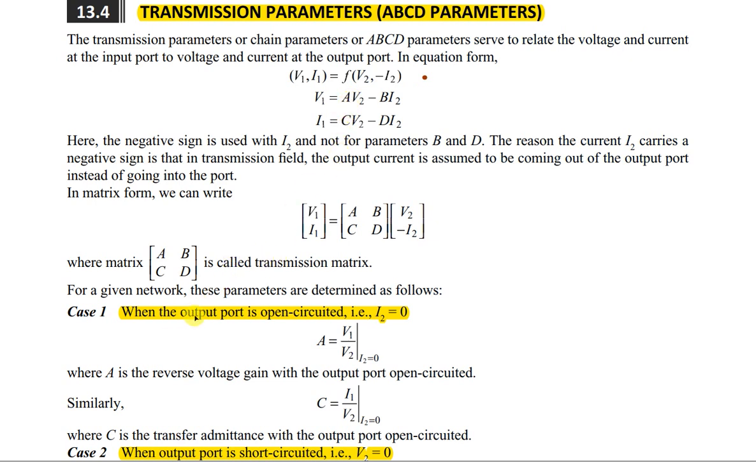So you can see here, when the output side is open circuited, when the output port is open circuited, then I2 is equal to 0. I can find out the A value as V1 by V2. It is called reverse voltage gain. Why is it called reverse voltage gain? Normally gain is output by input. It is input by output. That's why it is a reverse voltage gain, and it has no unit. Voltage by voltage, no unit.